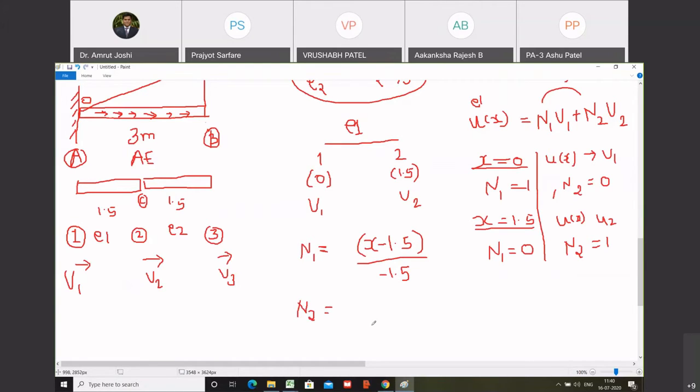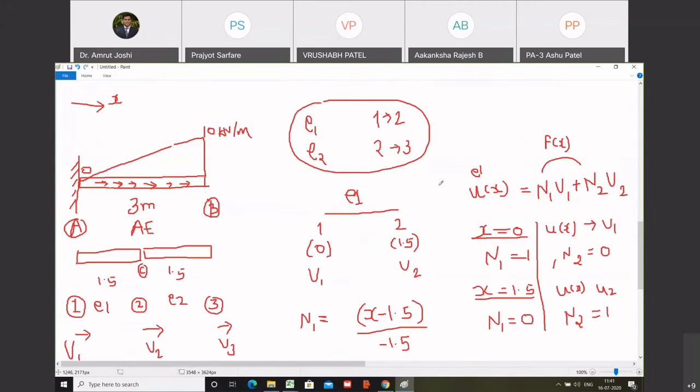And now let me write down n2 by inspection. So how do I write n2? What are the conditions on n2? At x equal to 0, n2 should be 0. So that means I must write down the x minus 0 term. 0 is the coordinate of the first point, but x minus 0 is x itself. Now if I substitute x equal to 0, n2 becomes 0 at the first node. Do you agree with me? At the second node, I want this n2 to be equal to 1. So what should I do? I will divide it by 1.5. So when x is equal to 1.5, this becomes 1. Understood?